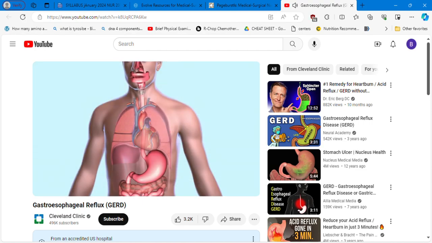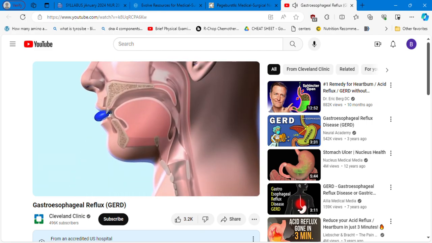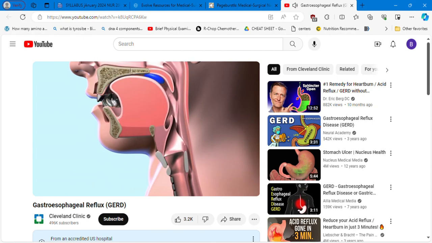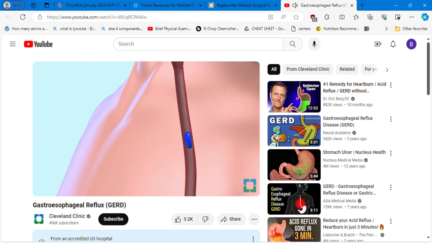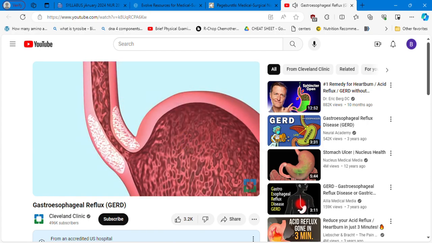Gastroesophageal reflux disease, or GERD, is a condition that causes the burning sensation known as heartburn. When you swallow, food passes down your throat and through your esophagus, or food tube, to your stomach. A muscle called the lower esophageal sphincter controls the opening between the esophagus and the stomach. This muscle remains tightly closed except when you swallow food.